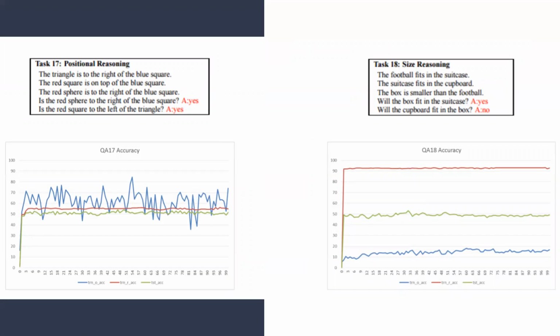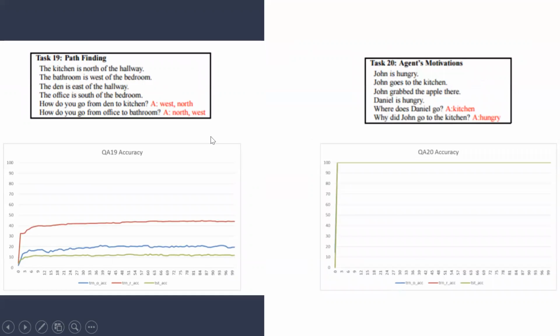Now there comes positional reasoning and size reasoning. You can see the respective accuracies and also the examples if you wish. Task 19 was pathfinding and task 20 was agents motivations. You can also see the graphs here.